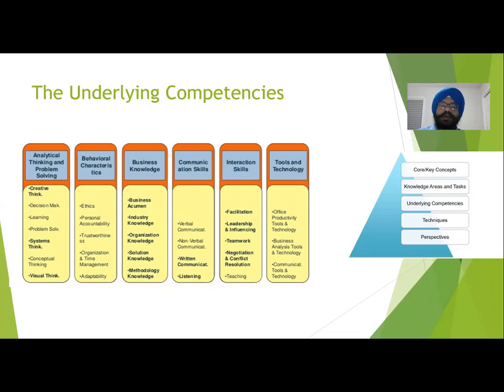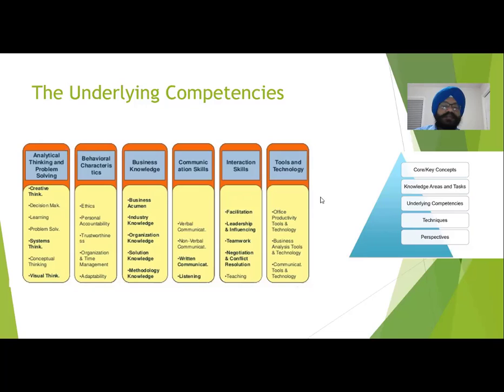Interaction skills are very important, because most of our day goes into facilitation, mentoring other people, or telling them what exactly the solution is able to do. Tools and technology. So all these underlying competencies, we need to develop as a business analyst.